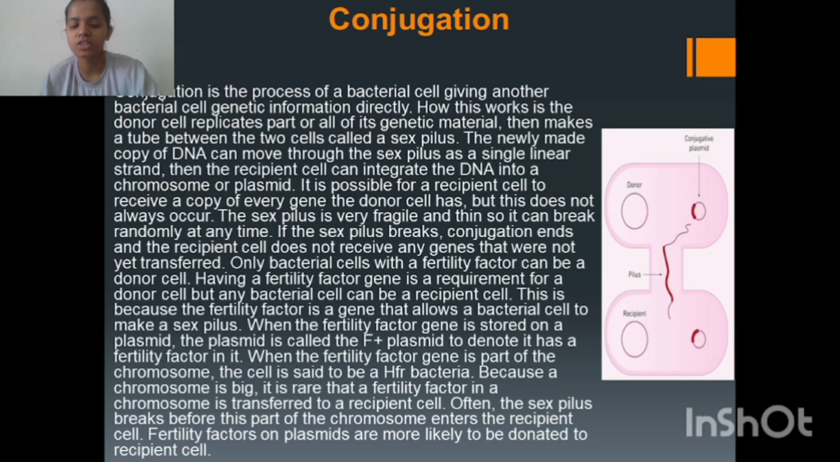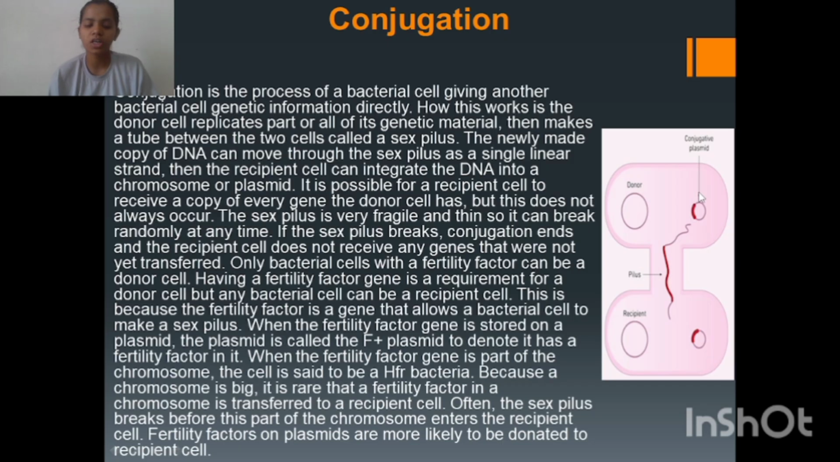In this process, the donor cell contains a special DNA molecule called a conjugative plasmid. So, here you can see this is a conjugative plasmid. This plasmid carries the genes required for DNA transfer. The recipient cell initially does not have the plasmid. So, you can see here the recipient cell does not have the plasmid.